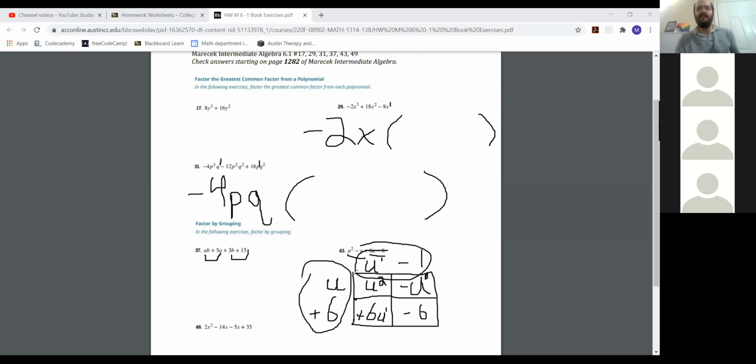And then the good thing about the box is you can check it. U times u should give you u squared. U times the minus 1 gives you minus u. 6 times u gives you the 6u. 6 times minus 1 gives you minus 6.